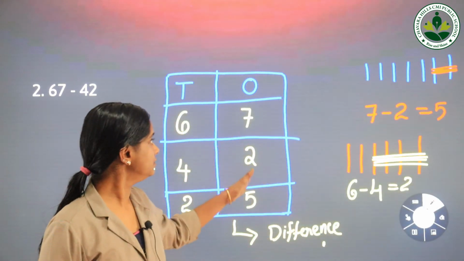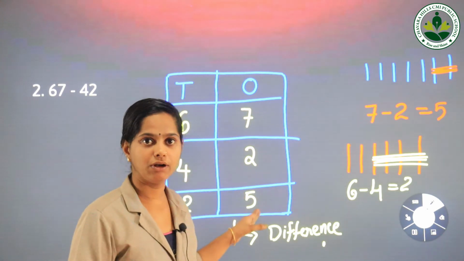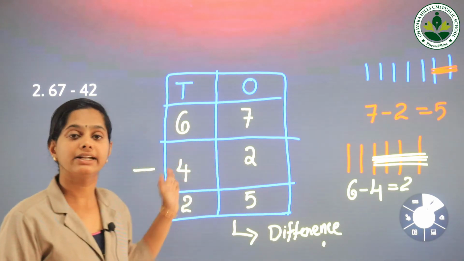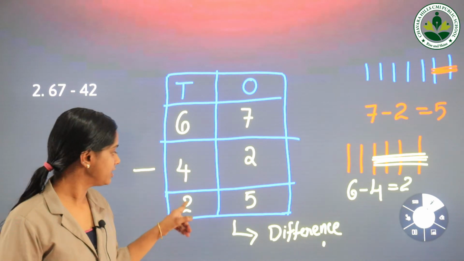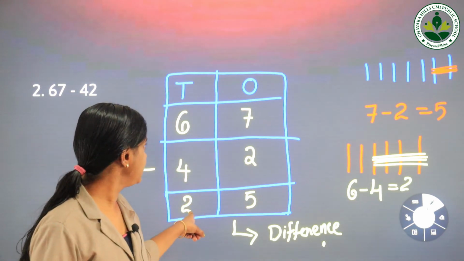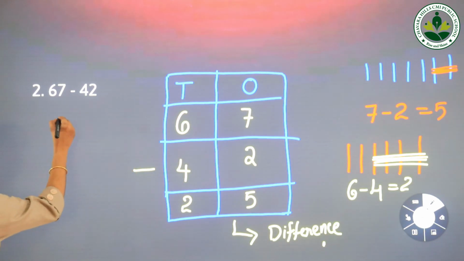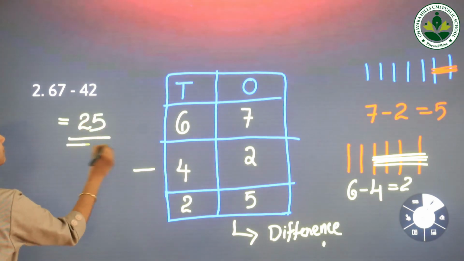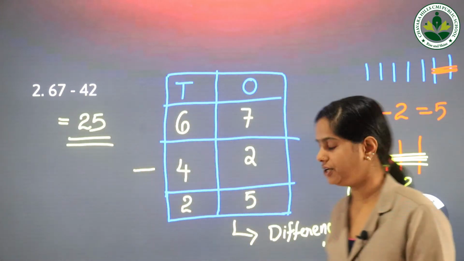First, we have to subtract the digits in the ones column. 7 minus 2 is equal to 5. So we can write 5 in the ones column. Next step, subtract the digits in the tens column. 6 minus 4 is equal to 2. So we can write 2 in the tens column. Our answer is 25. 67 minus 42 is equal to 25.